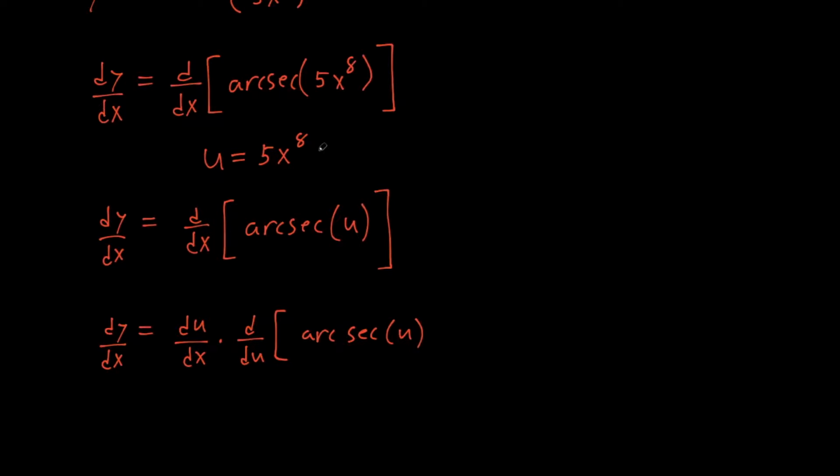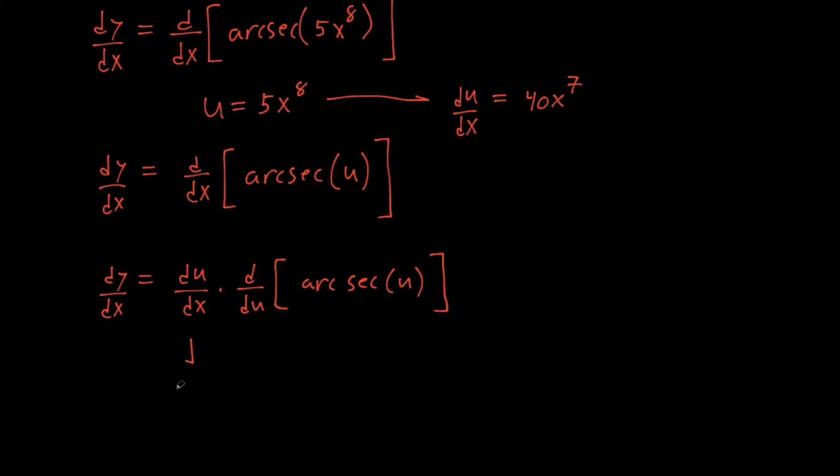Now up here we have u equals 5x to the 8th, so we can differentiate both sides with respect to x, and using the power rule, the derivative of 5x to the 8th is going to be 8 times 5, which is 40, x to the 8 minus 1, which is 7. So we have du/dx is equal to 40x to the 7th, times d/du of arc secant of u.